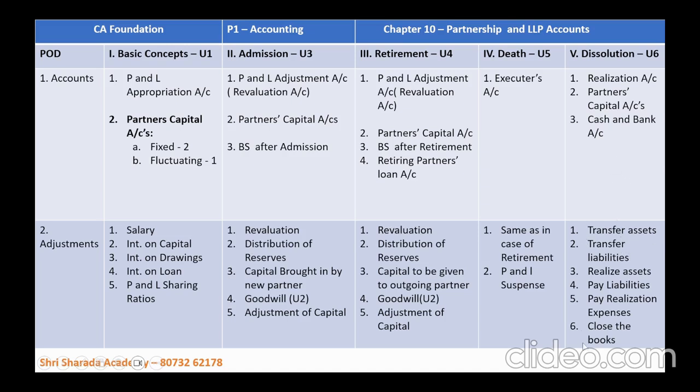Though these steps given are not necessarily the exhaustive steps, just illustrative. Normally when we have to prepare dissolution accounts, we transfer all assets to realization account, transfer all liabilities, and then we realize the assets, we pay the liabilities, we pay realization expenses, and then we close the books in general circumstances. So it may include few more transactions, depends on case to case basis. So this is a summary of the chapter number 10, partnership and LLP accounts.